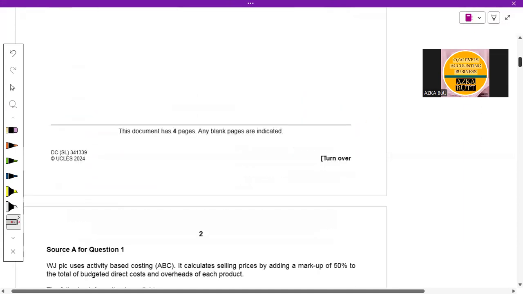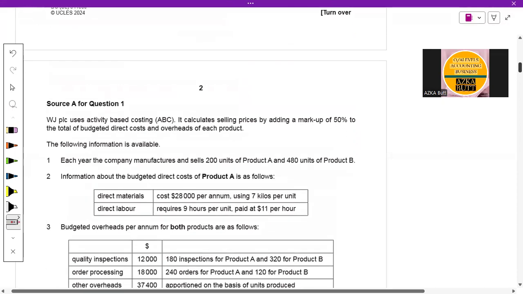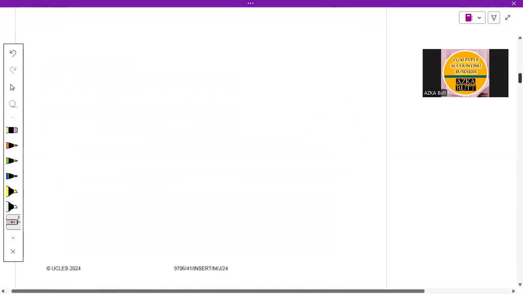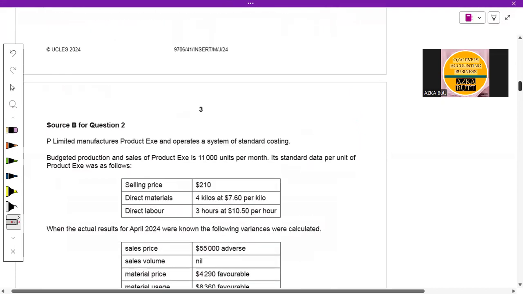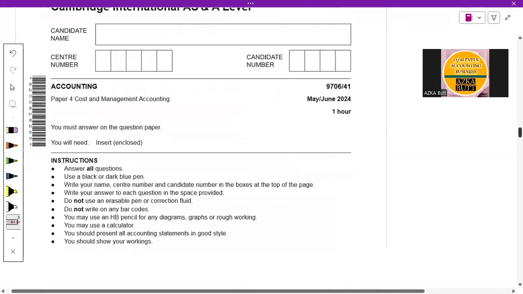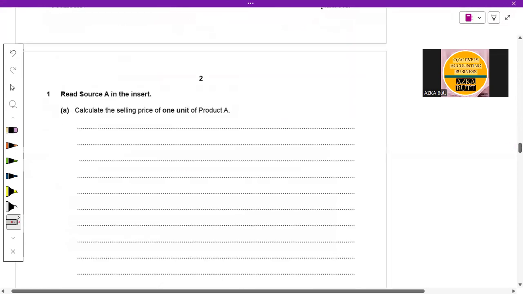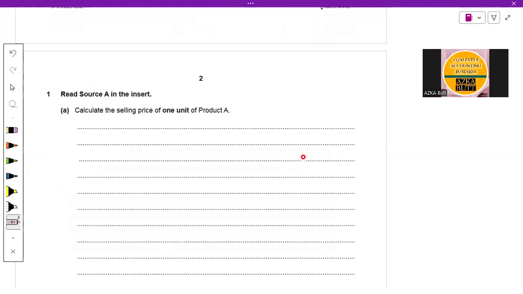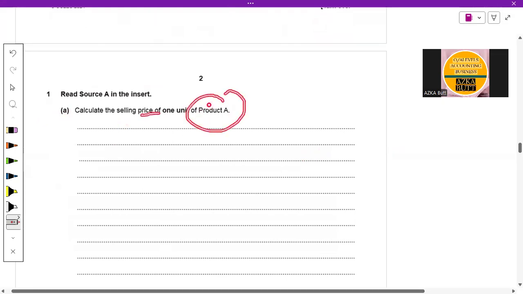whole paper. So we have the source A, and after that we have the source B for question number 2, and here we have the question paper and we have to solve certain questions, but before that we have to read the source. Okay, so in the first question we have to calculate the selling price of 1 unit of product A.